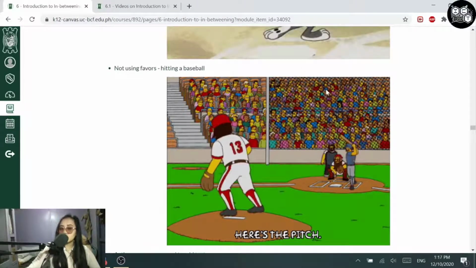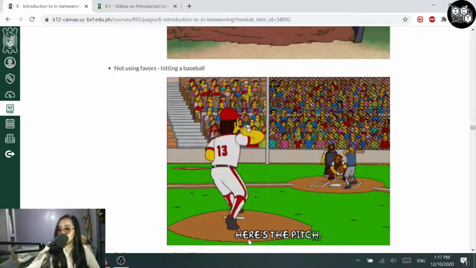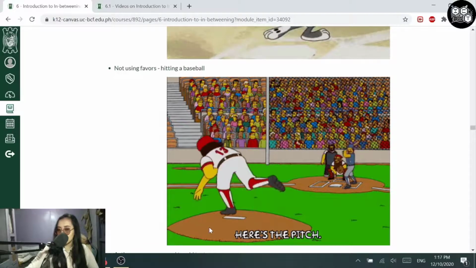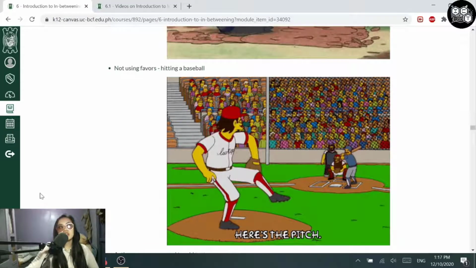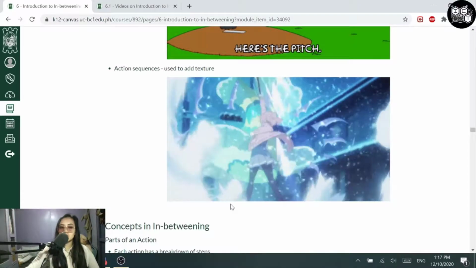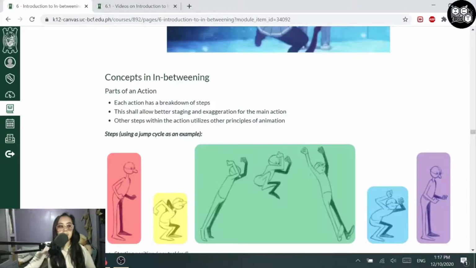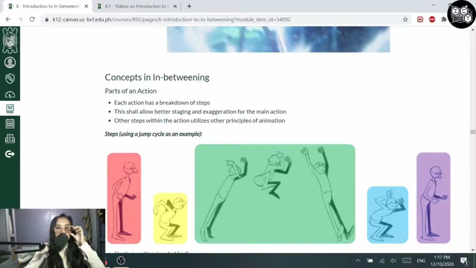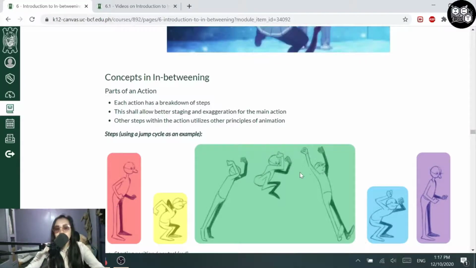So with that one, not having favors makes organic actions not so realistic and not so enticing. Any type of action sequence needs to have favors to have that type of texture. So the last part right here is the concepts of in-betweening.